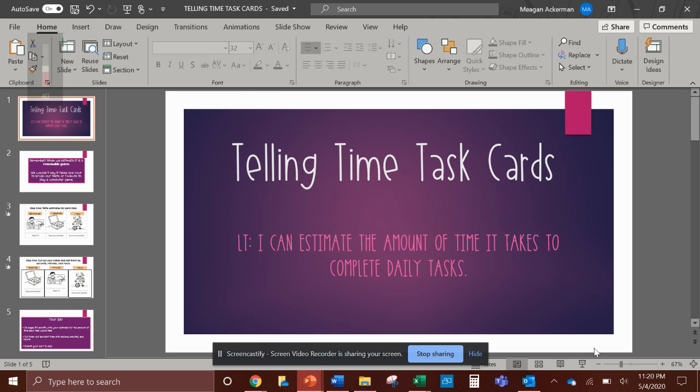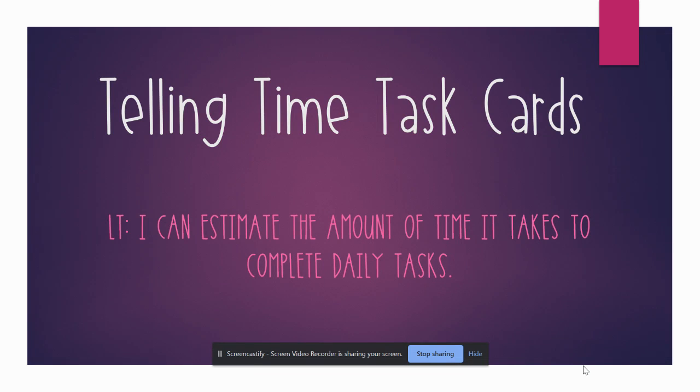Hey, first grade. Today we are going to work on an activity with some cards from your student book. So you need to pull out pages 67 and 69. You'll need a pair of scissors, a pencil, and a piece of paper. So go ahead and take some time to grab those materials and then come back.